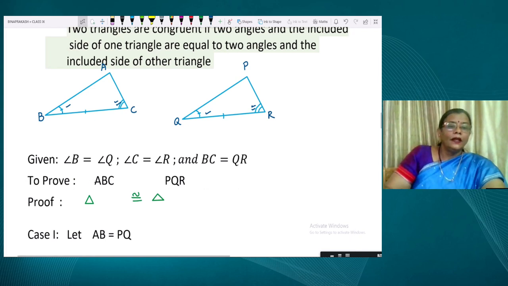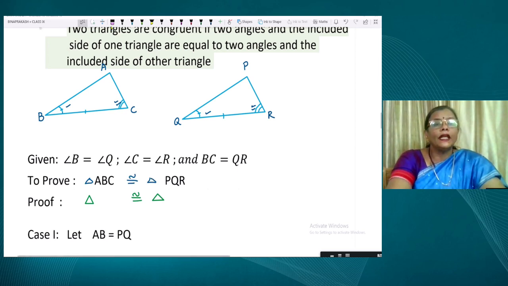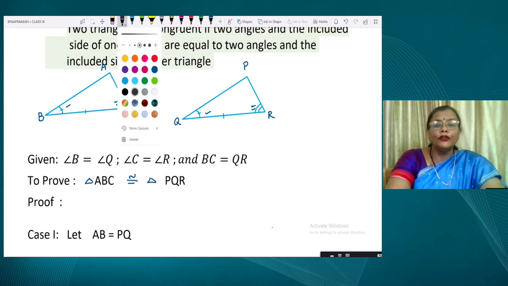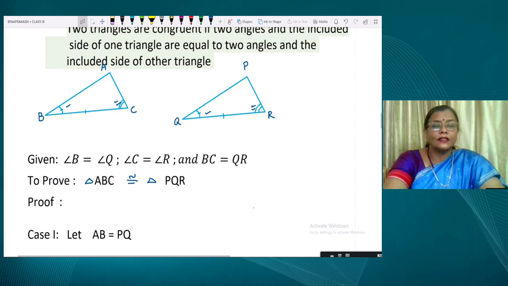This is triangle ABC, which is congruent to triangle PQR. To prove this, we will assume certain cases. Let us take up one case. The first case is assuming that the lengths of AB and PQ are the same. We are trying to prove this using the previous axiom, that is SAS.